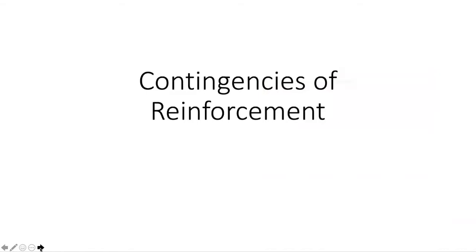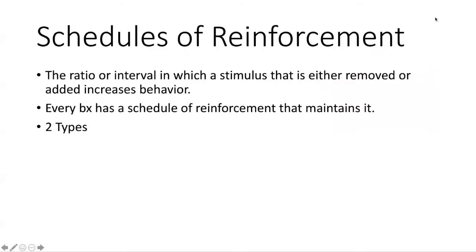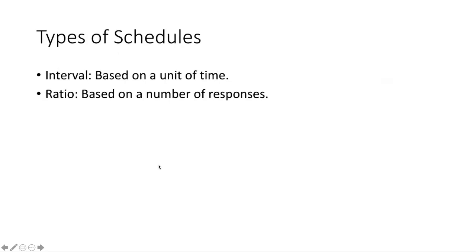Okay, so now let's move on to contingencies of reinforcement. So we want to talk about some schedules of reinforcement as well. A schedule of reinforcement is the ratio or interval in which a stimulus that is either removed or added increases behavior. So every behavior has a schedule of reinforcement that maintains it, and there are two types. We have interval schedules and ratio schedules. Interval schedules are based on a unit of time, and ratio schedules are based on a number of responses. So that is the key to understanding schedules of reinforcement. Intervals equal time, ratio equals number of responses.